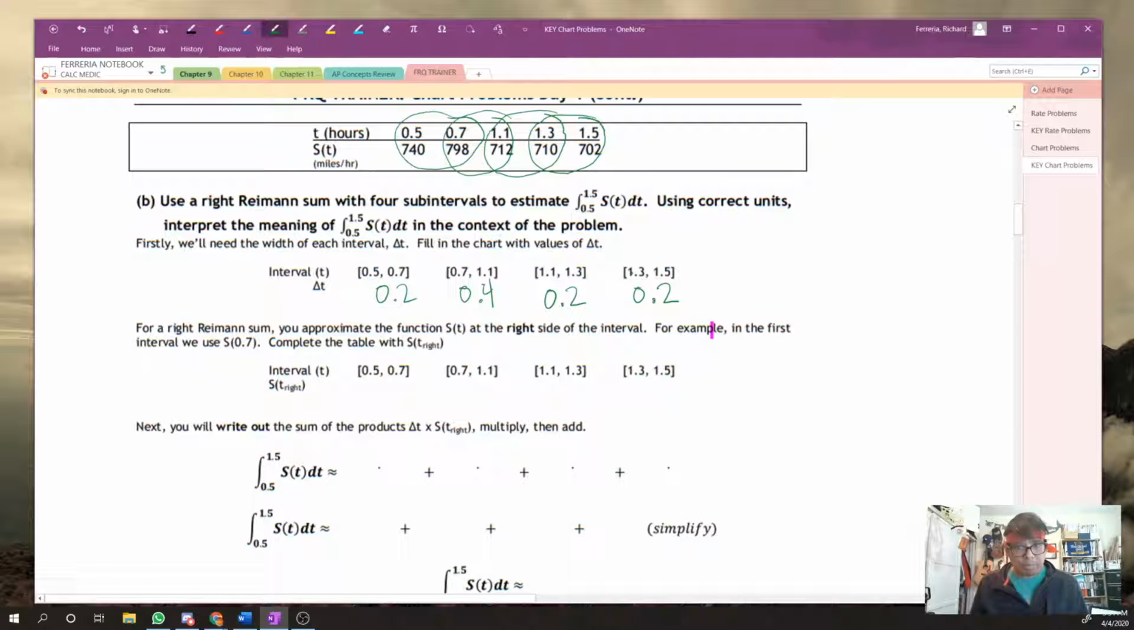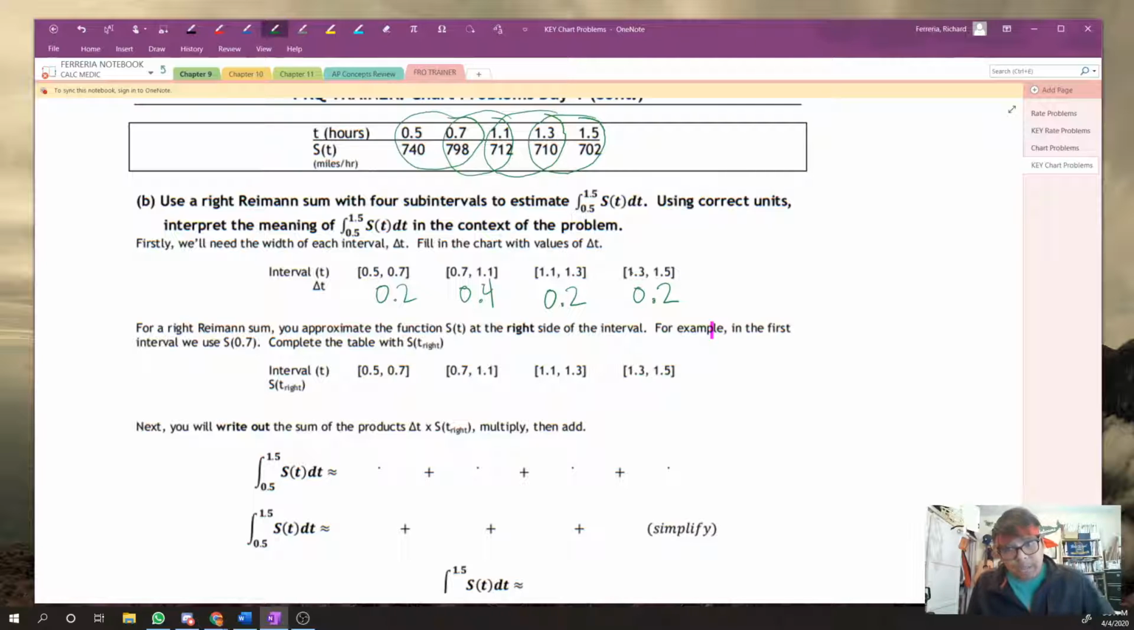Notice how in this problem, the delta t's are not consistent all the way through, and that's just to stop you from throwing it all in your calculator and having your calculator do all the work for you. That's not what we want to do here. We want to show all of the necessary steps.